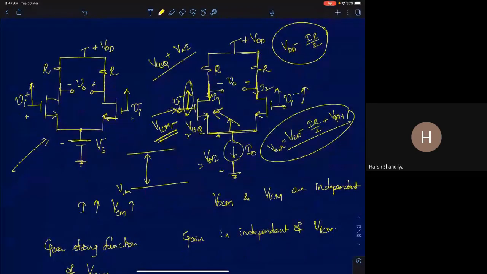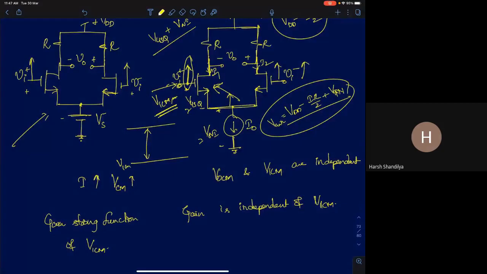Then we said the voltage gain is independent of the common mode level. As long as you maintain your common mode level in this range and then apply differential signals on top of it, your voltage gain will be independent of the bias current. That is another important and useful property of a differential pair with current biasing. And for these reasons, current biasing is the most popularly used biasing for differential amplifiers.